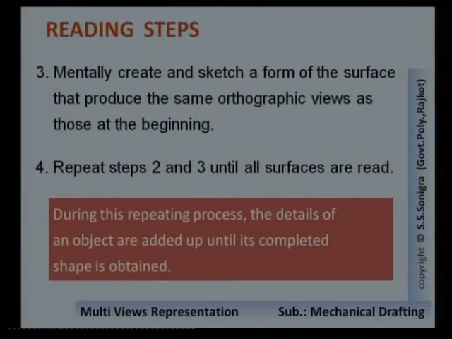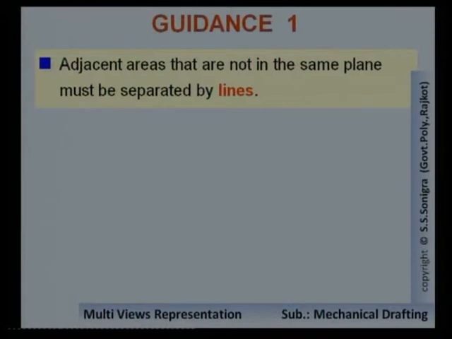During the repeating process, the details of an object are added up until its completed shape is obtained. So we have to finally obtain the final shape considering all the given elementary steps. Guidance 1: some of the guidance or hints to draw an isometric view from the orthographic views.